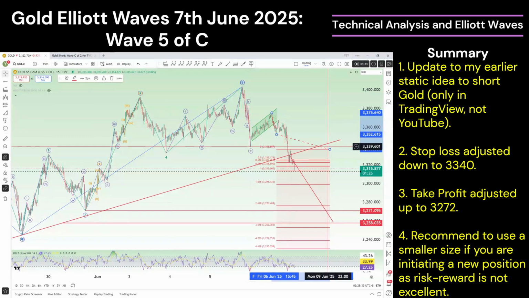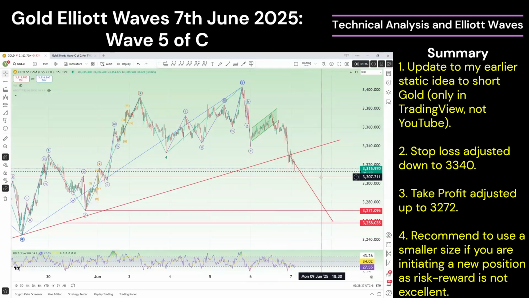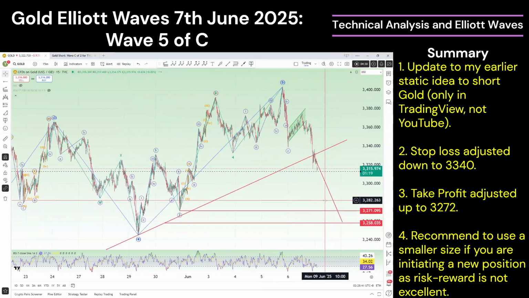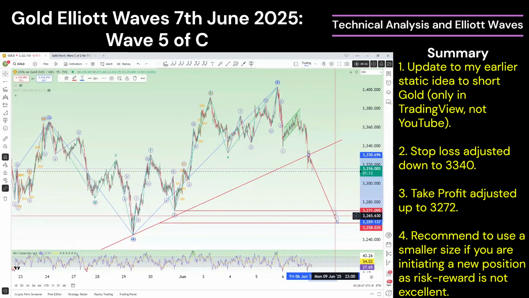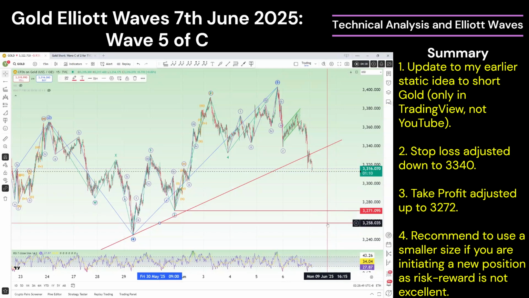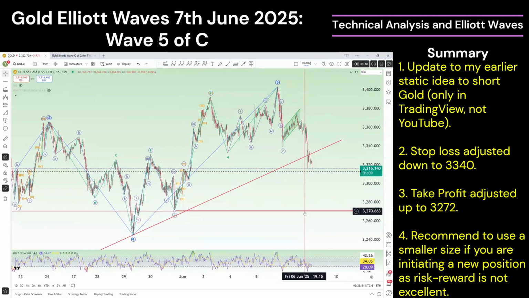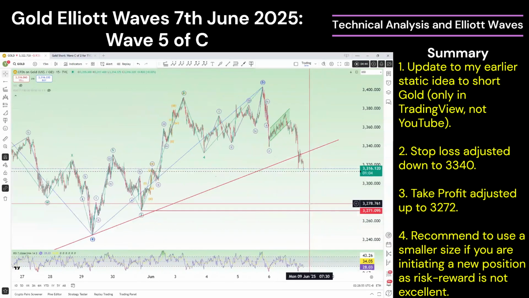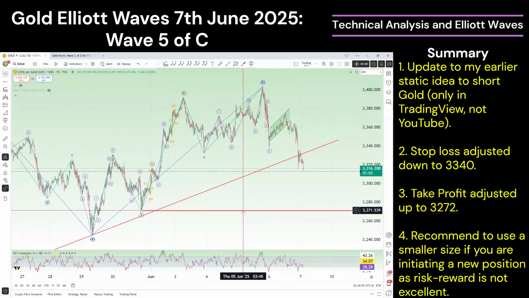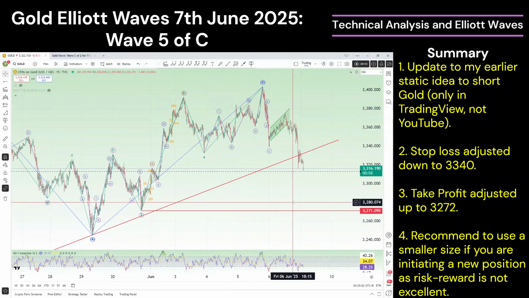So assuming we have not, because there is this breakdown of the trend line, which means that there is a chance that we can go even lower. What I would say is that I prefer this take profit level, which is 3271. Let's make it 3272.